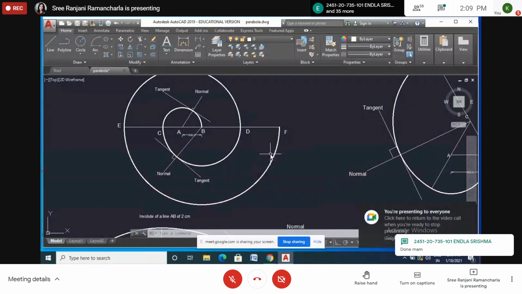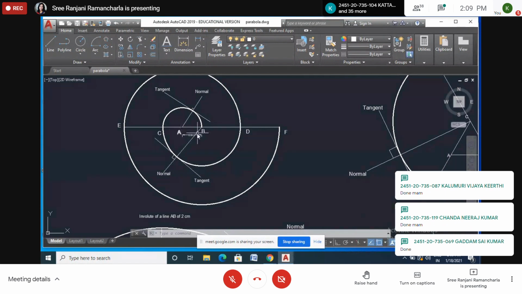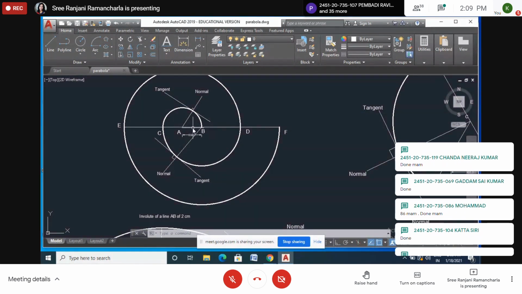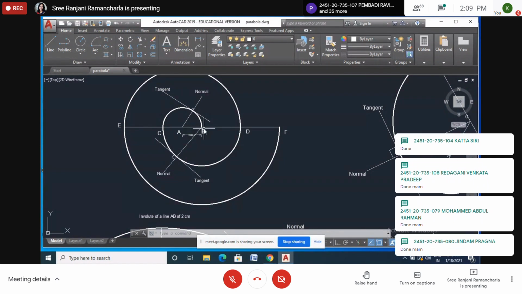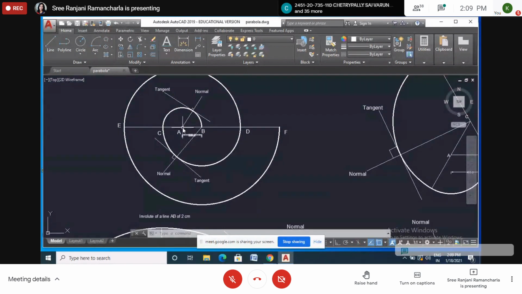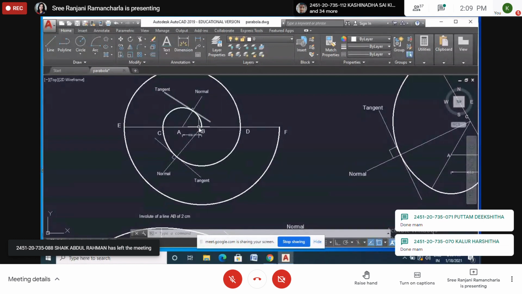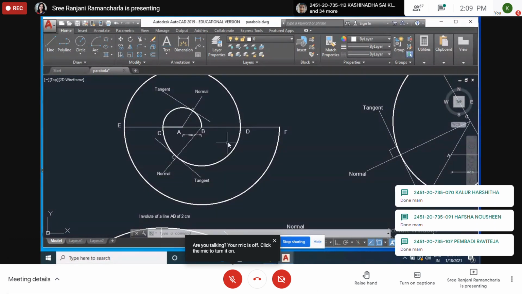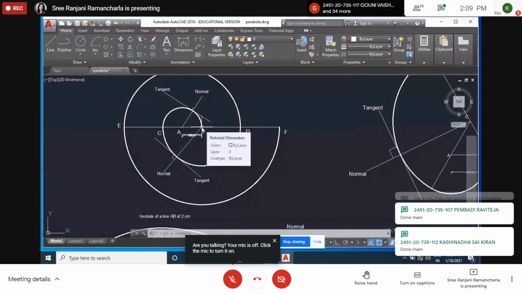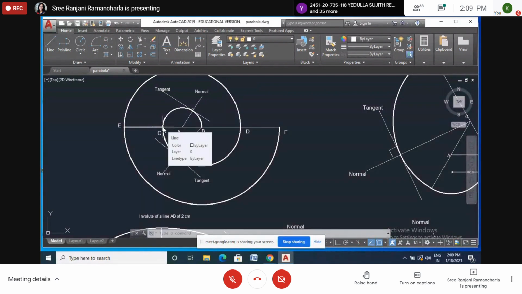Now, look at the screen. Don't do it now. Please look at the screen. This is the involute of a line AB. I drew line AB. Okay. Center A, with AB as radius, we have to draw the curve of 180 degrees. Okay. Again, center B. Where you have stopped the curve, from there you have to start. That is CB as a radius, and you have to draw one more curve in this direction. Okay.